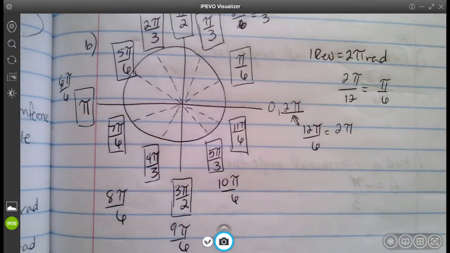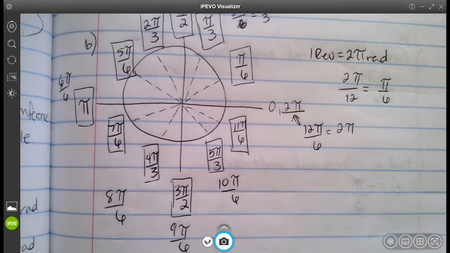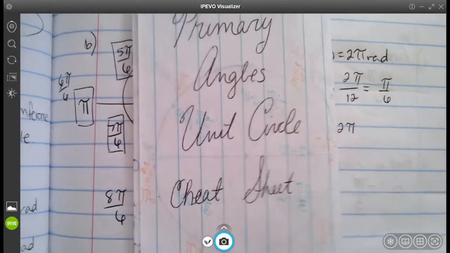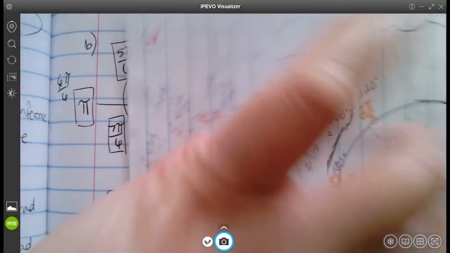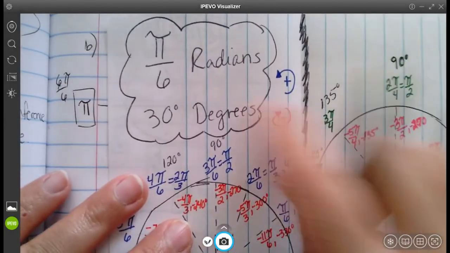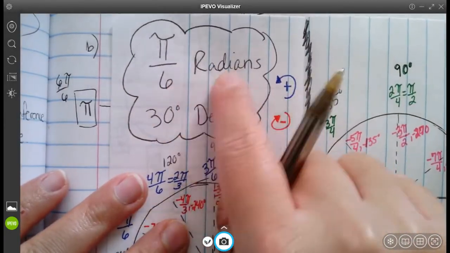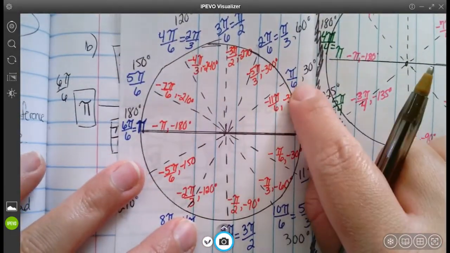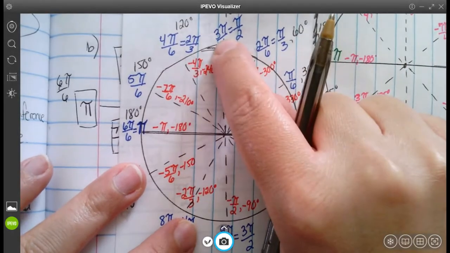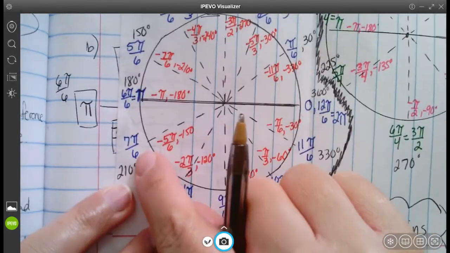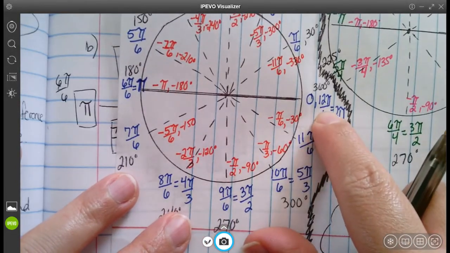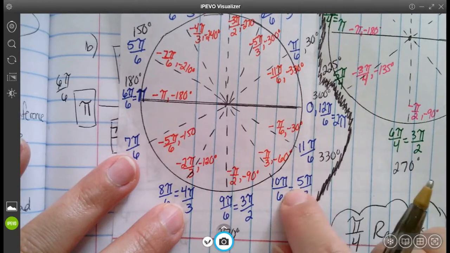Okay. If you already made your foldable, one of the foldables you're supposed to make, let me go ahead and show you real quick. This one, the primary angles unit circle cheat sheet. You will see that pi 6 is actually one of the ones that we see a lot of. So pi 6 radians, which is the same as 30 degrees, here's that circle. You'll notice pi 6, 2 pi over 6, 3 pi over 6, 4, 5, 6, 7, 8, 9, 10, 11, and 12. And you'll notice that we do have what they're simplified to.